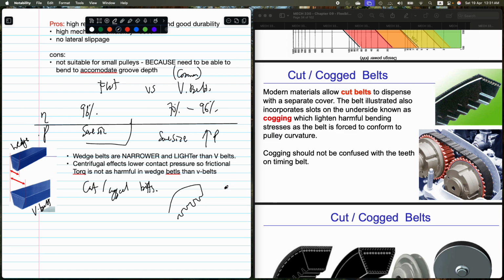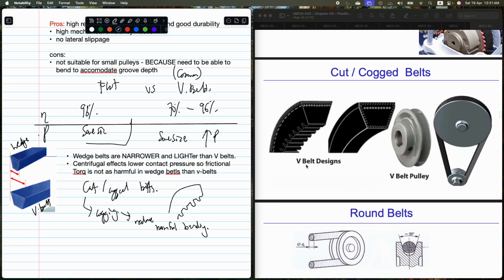Okay. And then what happens there is that this should not be confused. So what this does is you have cogging, and what this does is it reduces harmful bending. Okay, so that's cogging. Alright, cut cog belts, yeah, okay.